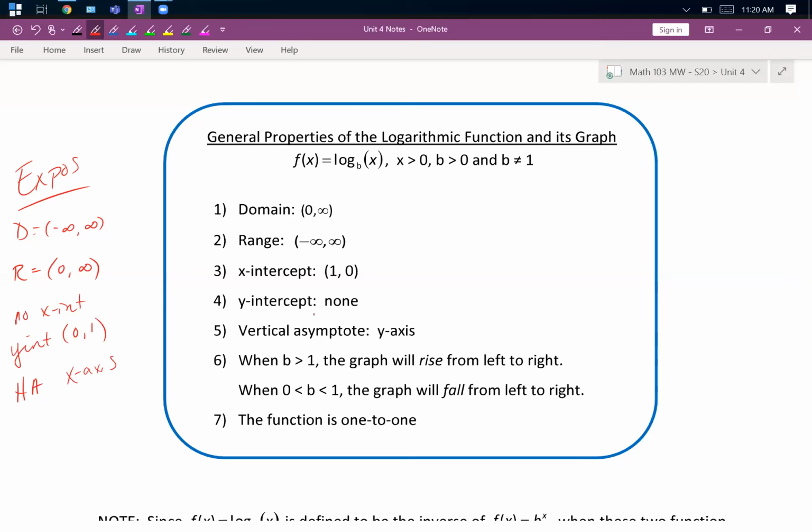When our base value is greater than 1, the graph of our logarithmic function will rise from left to right. It looks like this. And when our b value is between 0 and 1, the graph is going to fall from left to right, like this. And logarithmic functions, like exponential functions, are 1 to 1. Any questions?